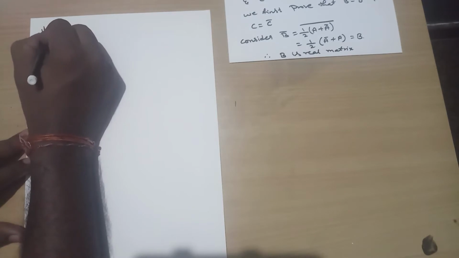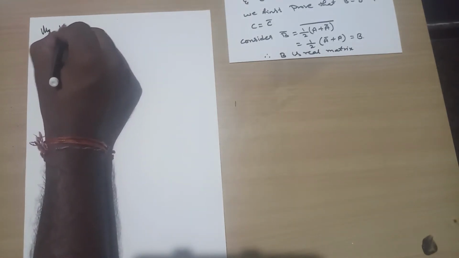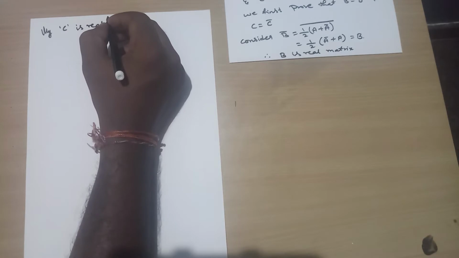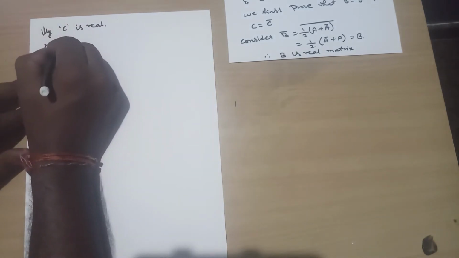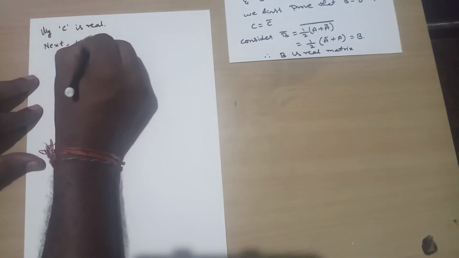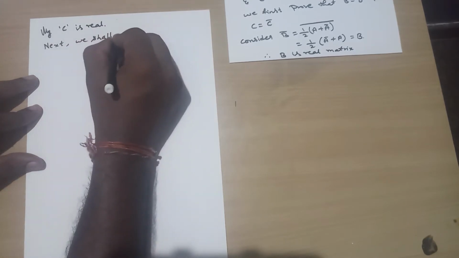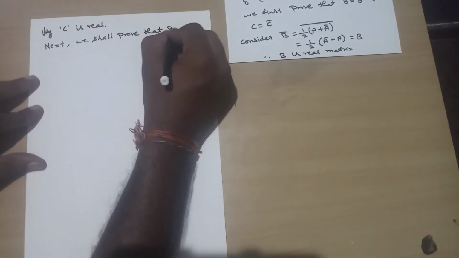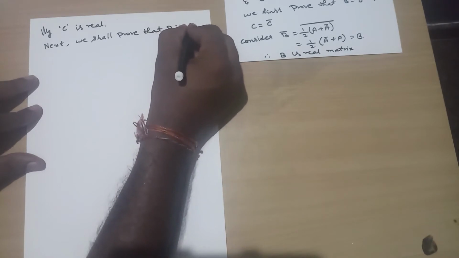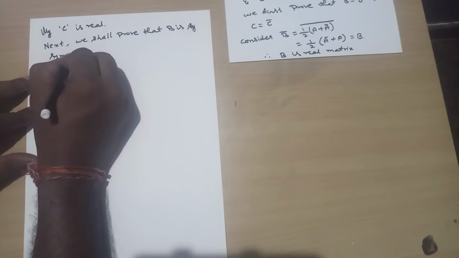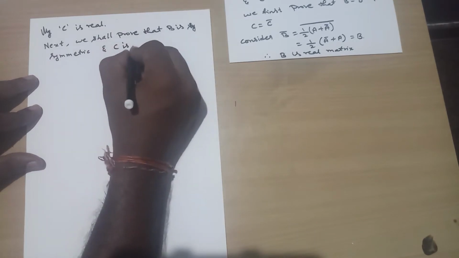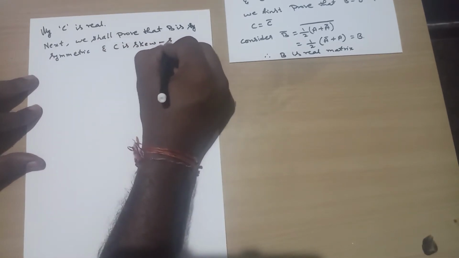So similarly C is real. C is real. So then next we shall prove that B is symmetric and C is skew symmetric.